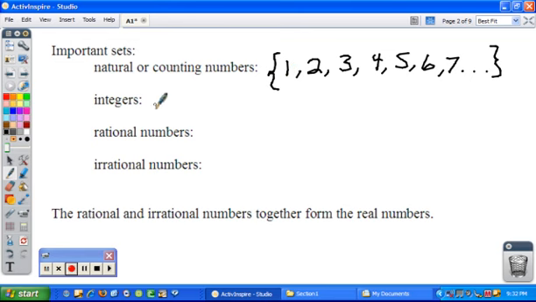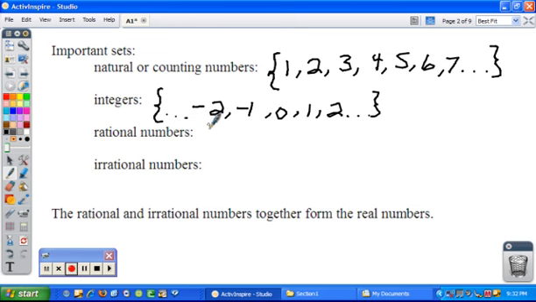Another set that's important that we've already talked about a little bit is the set of integers. So dot, dot, dot, and I'll just start with -2, -1, 0, 1, 2, dot, dot, dot. Basically, with the set of integers, you're taking the natural numbers and you're throwing in 0, and you're also throwing in negatives. Okay? Now we're going to talk about rational numbers.